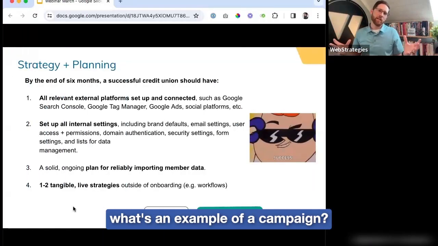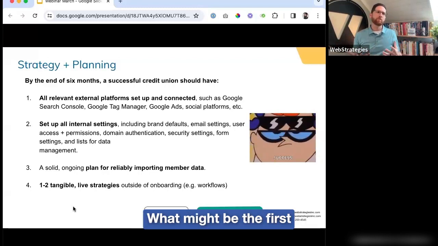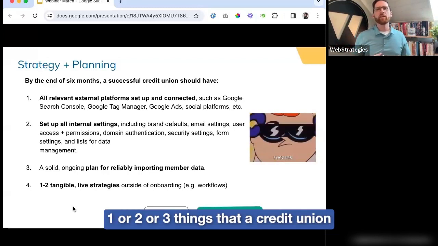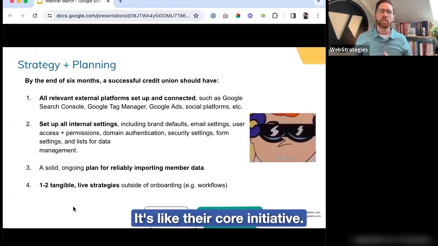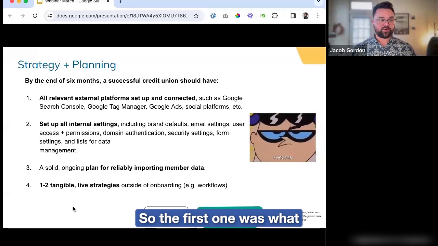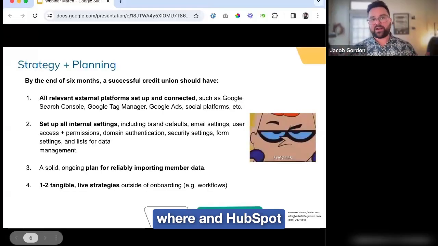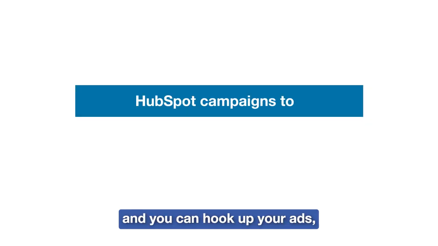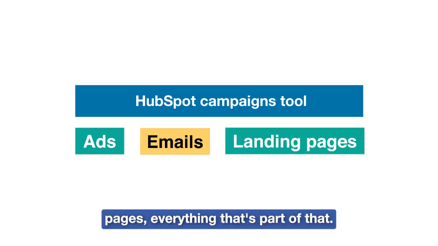What's an example of a campaign, Jacob, just to be as specific as we can? What might be the first one or two or three things that a credit union should consider for those first 6 months as their core initiative? Yeah, absolutely. So the first one was what I just explained with that lead nurturing initiative. I would consider that a campaign, and HubSpot has a tool called campaigns, and you can hook up your ads, your emails, landing pages, everything that's part of that.